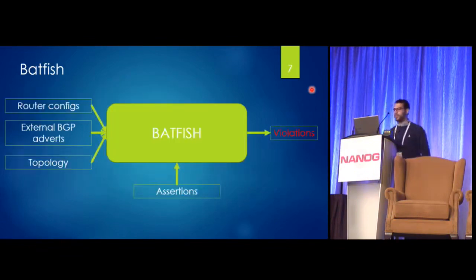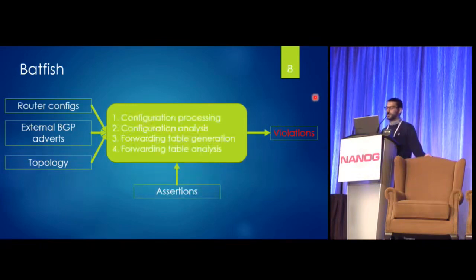So the way Batfish works is that you input your router configuration files and maybe some information about external BGP advertisements that you want to model, as well as your topology. And you also provide some assertions that you want to check and then outcome violations. Batfish is divided into these 4 stages that you see here. First, we just process the configurations, then you analyze them with assertions based just on configurations. And then we are actually able to use all this information to generate the forwarding tables that would occur if you were actually to run this network. And then furthermore, you can write assertions about the forwarding tables that you'd like to check.